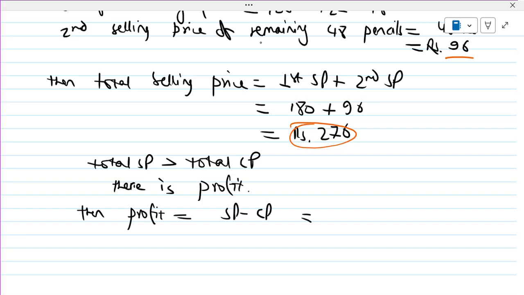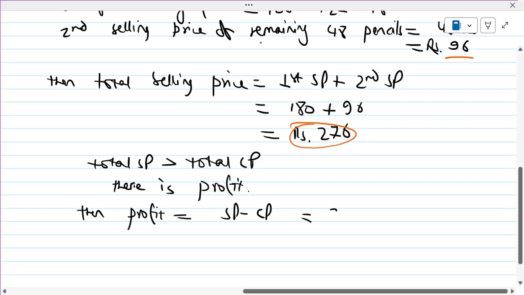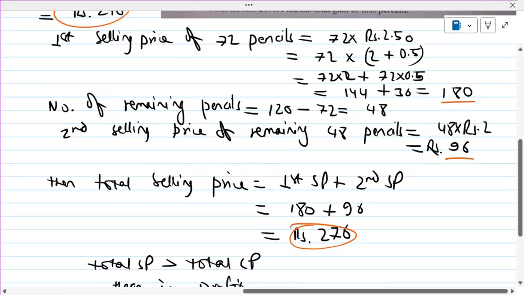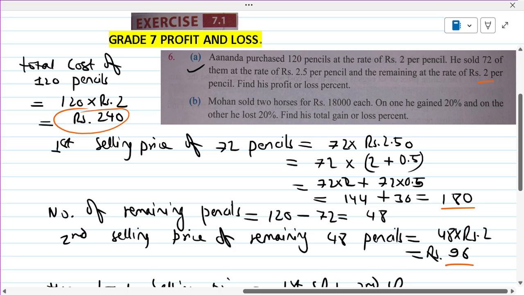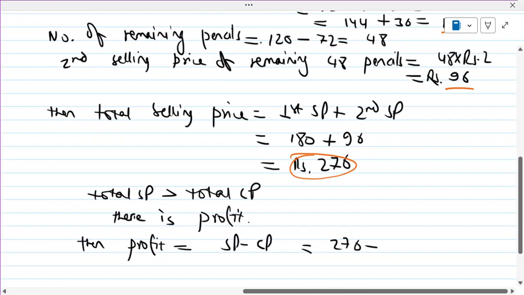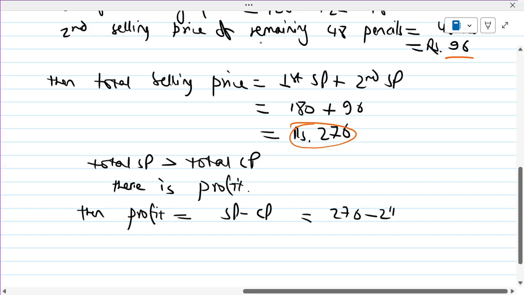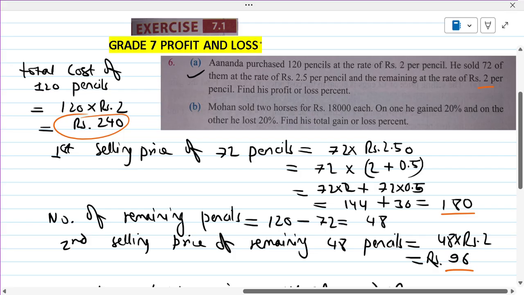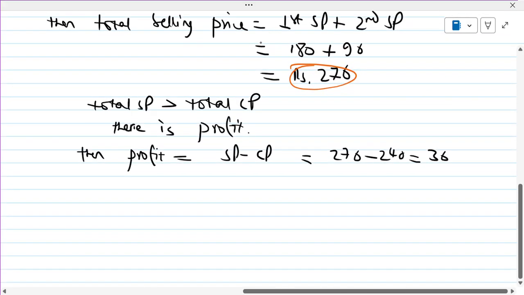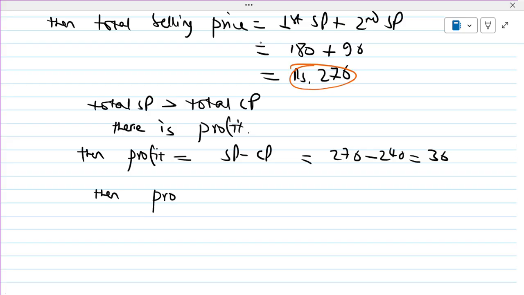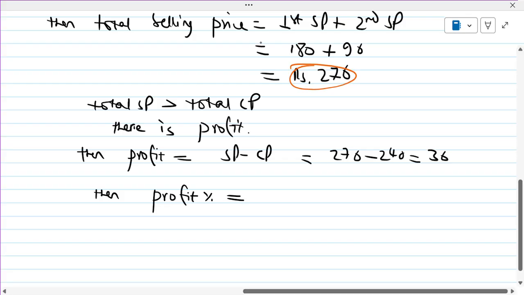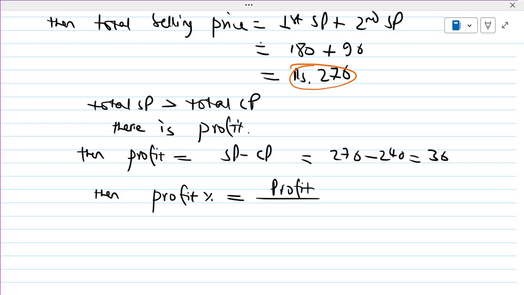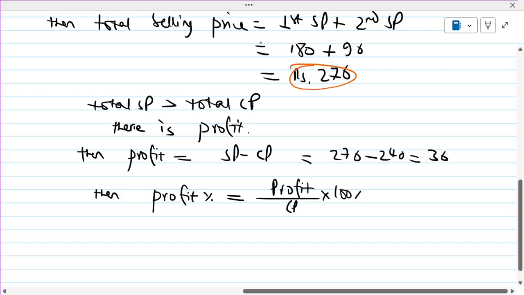So from the total selling price, what we have here is 276. From that, what was the total cost price? Let's get that subtracted. Total cost price 240, we subtract, and then we get 36 rupees as the total profit. And we are asked here to find the percentage of profit or loss. So profit we have is 36, let's find its percentage. Then profit percentage is equal to profit divided by CP into 100 percent.